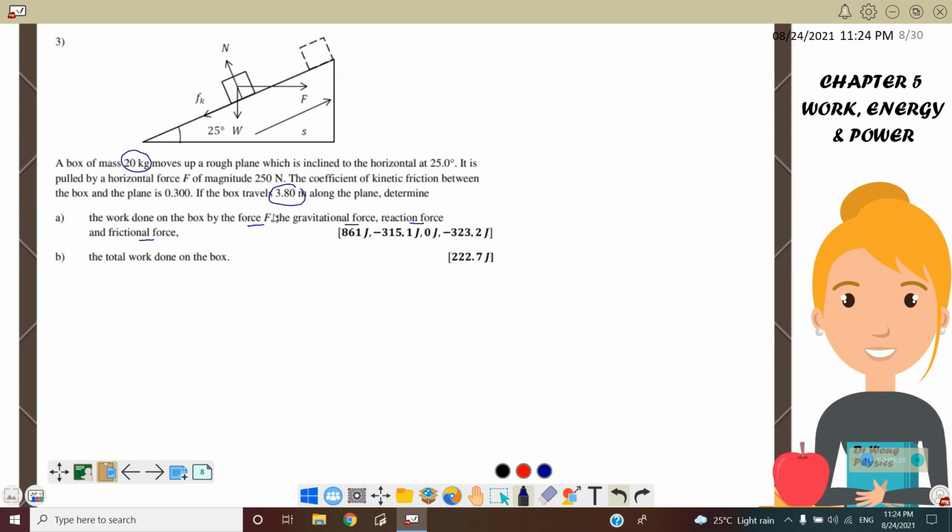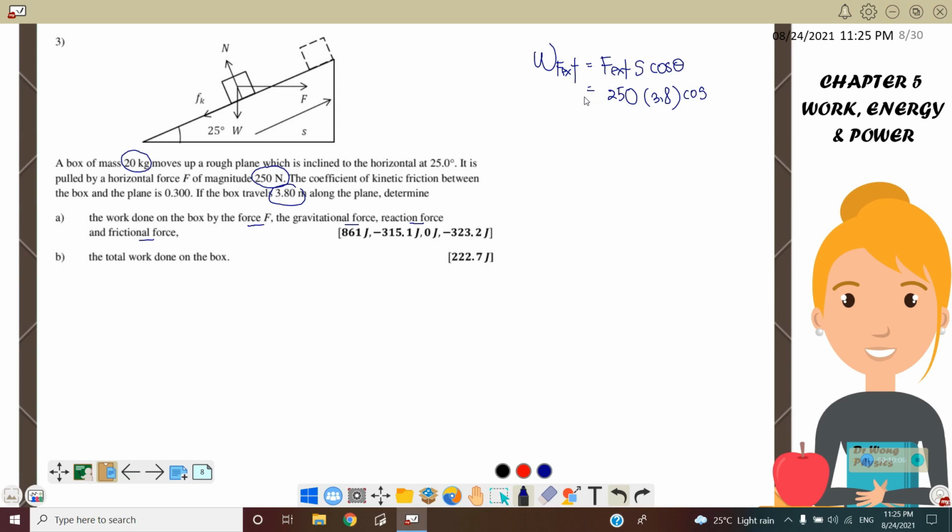So the first one, we go to the external force first: work done by the external force. Number 1, work done by F external. F external here is given. Just now, the question said the F external in horizontal is 250 Newton. So I write the equation first: F times S times cos theta. So your F external is 250, S is 3.8, cos theta.